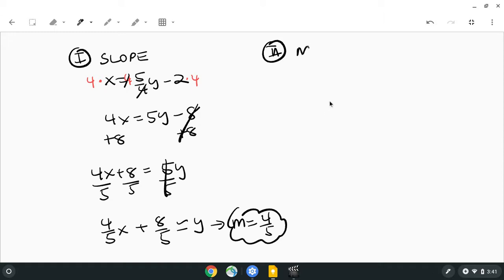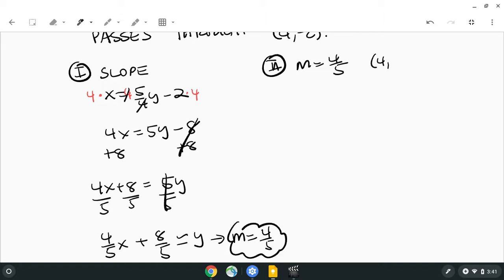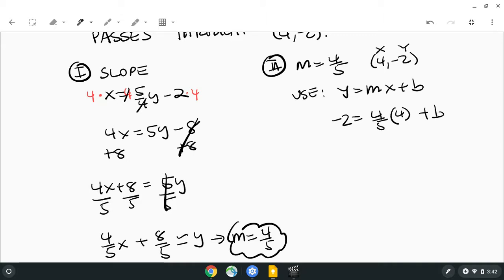And let's get our point. So let me scroll up to see what it is. 4, -2. Okay, 4, -2. All right, so we're going to use y equals mx plus b. So y is -2, because remember, this is your x, this is your y. M is 4/5. X is 4. Too bad it wasn't a 5. Plus b. Okay, so we get -2 equals 16/5 plus b.